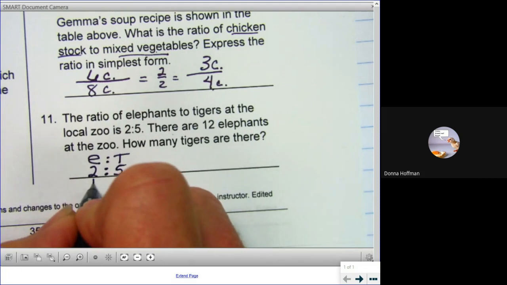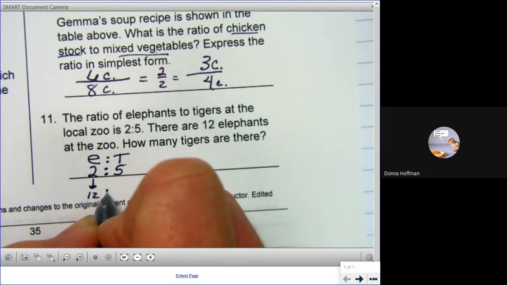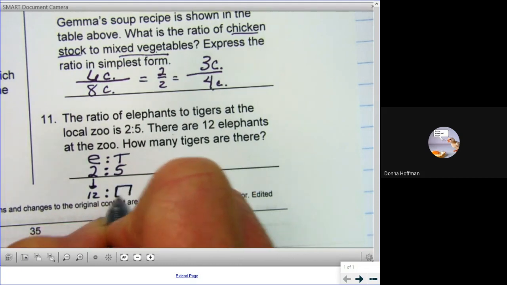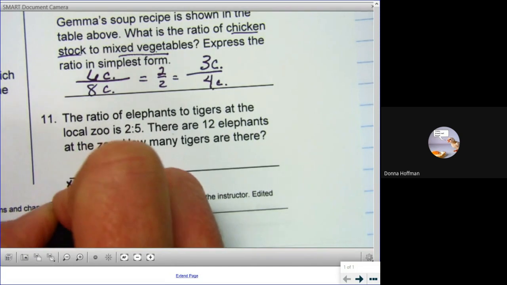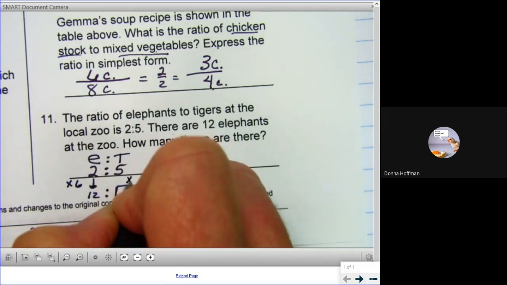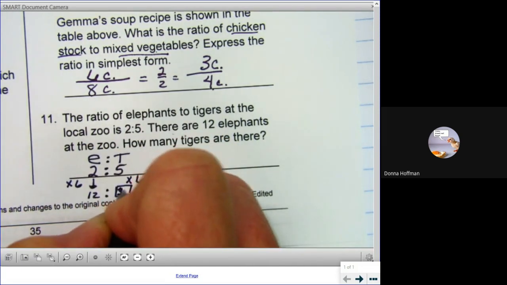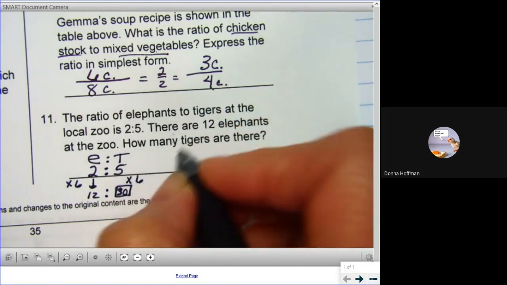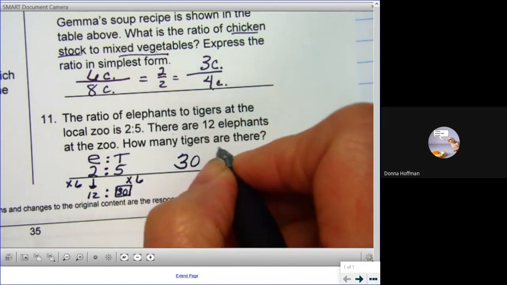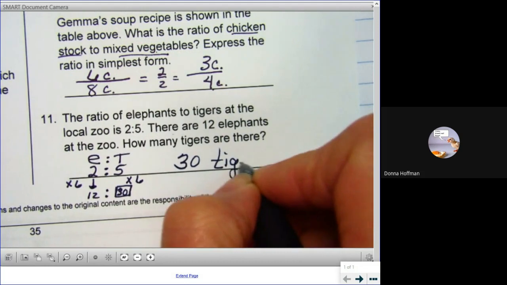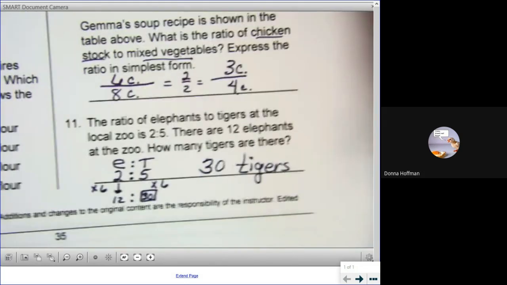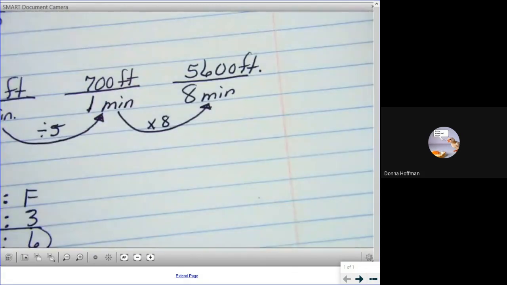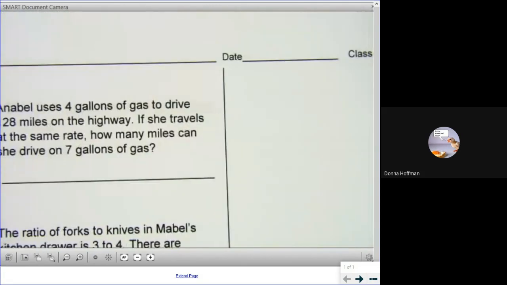So I've got to come all the way down here and then put 12. And I'm looking to find out how many tigers. So 2 times what number gets me to 12? What I do to one side, I do to the other. And that means 5 times 6 would give me 30 tigers. And there you go. Number 11. Number 12.